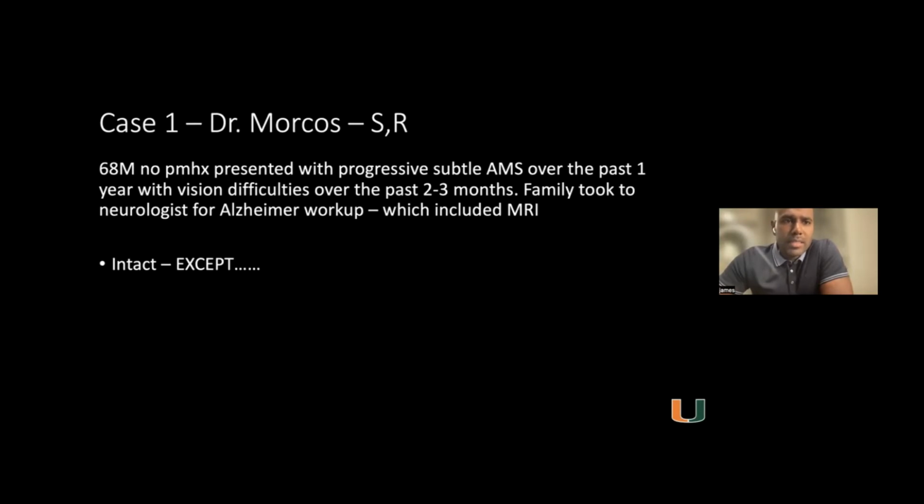Case one is a 68-year-old male, Dr. Morkos, with no past medical history, who presented with about a year of subtle altered mental status changes. His family said he was a very high-functioning individual, and then over the year he started being a little off and peculiar. In the last few months, they noticed he was having some vision difficulties. They had a family history of Alzheimer's, so they went to see a neurologist who recommended an Alzheimer's workup, which included an MRI. His neurological exam was intact, except what the following imaging will show, and I want to see if someone could see what the physical exam finding would be.